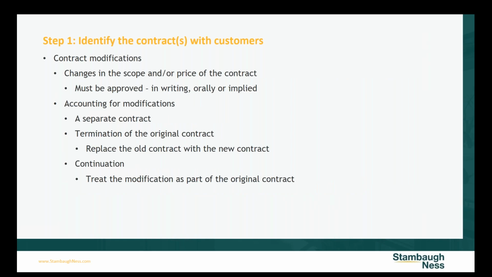There can always be contract modifications. I just kind of wanted to throw this in here. This can easily happen throughout the course of time. And a contract modification could be a change in scope or price. Again, it can be in writing, orally, or implied. And you would account for the modification in 3 different ways: a whole new separate contract, termination of the original contract and then replacing it with this new contract, or essentially a continuation of the original contract. So treating the modification as part of the original contract.